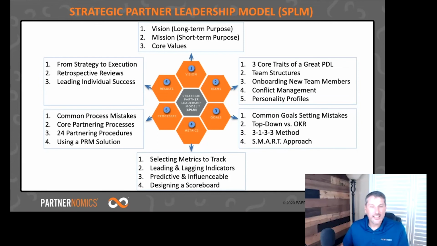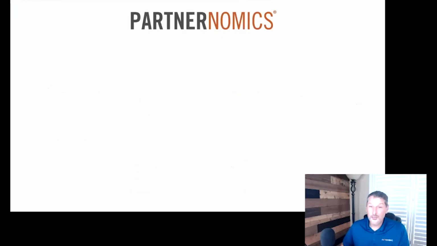But it specifically outlines different methodologies for individual team members, our strategic partnering team itself, as well as each of our individual partners. It's a way for us to evaluate success, evaluate those results, and then make adjustments and continue to move forward. Okay, so that was a quick run through of the SPLM framework.